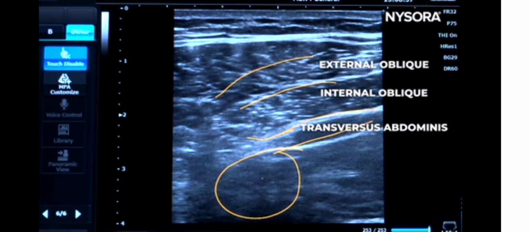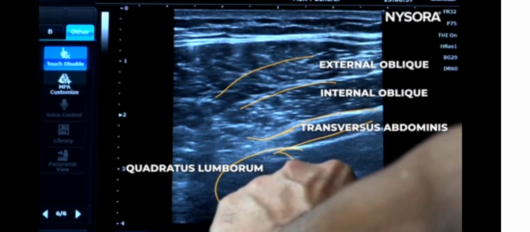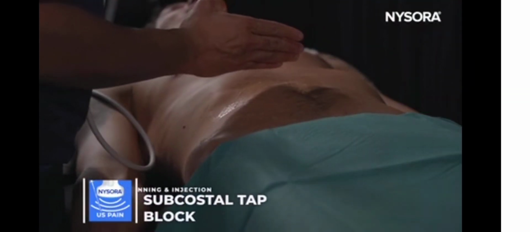The view is the quadratus lumborum muscle, and there have been described approaches: quadratus lumborum 1, quadratus lumborum 2, and transmuscular quadratus lumborum block, which could provide you with visceral analgesia as well as somatic analgesia. So I'm going to talk about the subcostal TAP plane block.